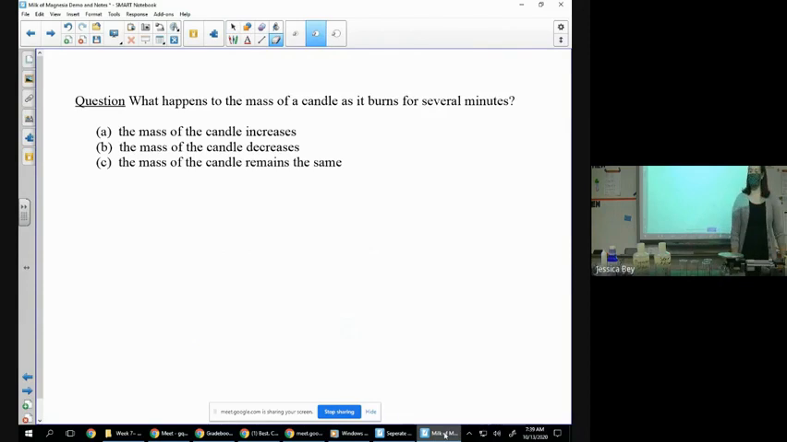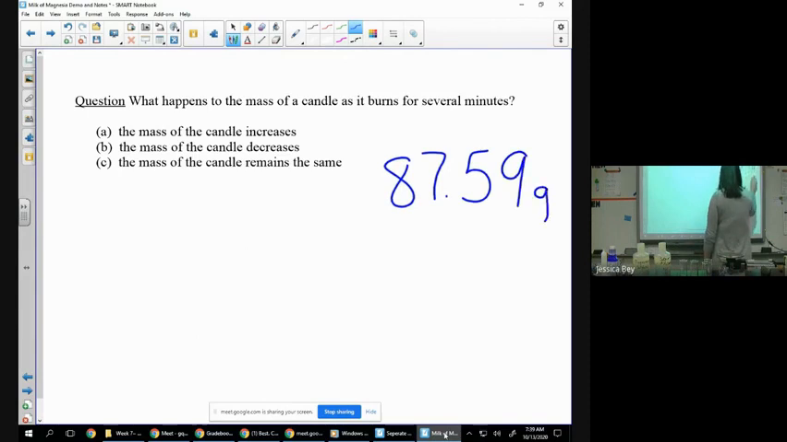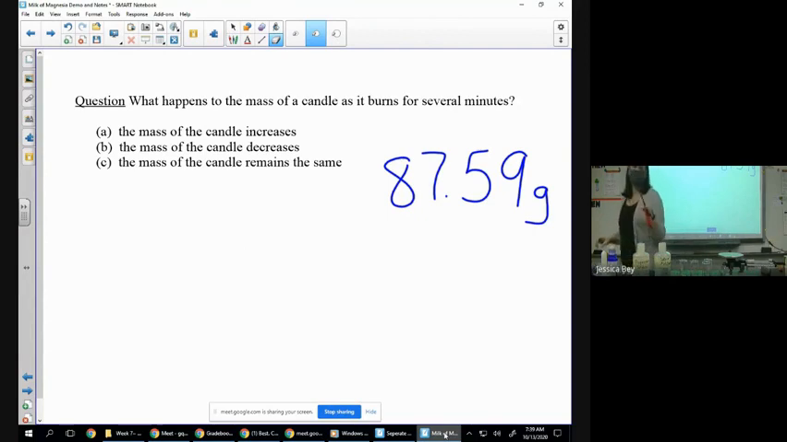Before I get started, I have a candle up here on my scale. Will you come up and read the number off of the scale for me? I'm going to have you read it again at the end. So just tell me, how many grams is that? 87.59? Yes. Thank you. Just at the corner of wherever your notes are, jot that number down. So this candle is 87.59 grams.